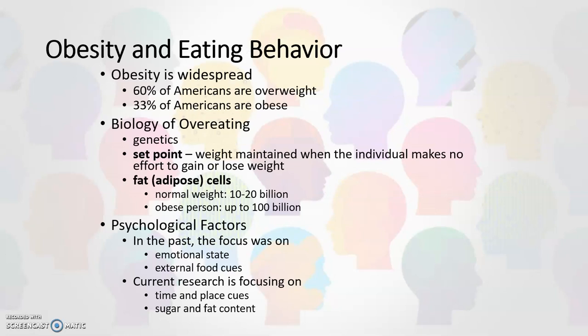Obesity and eating behavior. Obesity is becoming more widespread. It is shown that about 60% of Americans are overweight, and 33% of those Americans are obese. Genetics do play a role in it. Psychological factors could be your emotional state, external food cues, social eating. Right now, current research is looking at time and place, and then sugar and fat content, and even fake fats, real sugars.